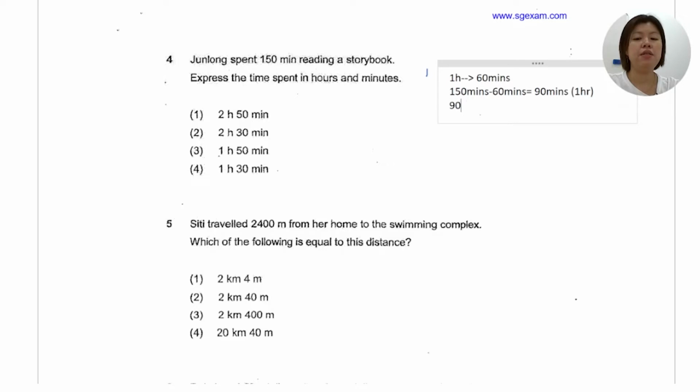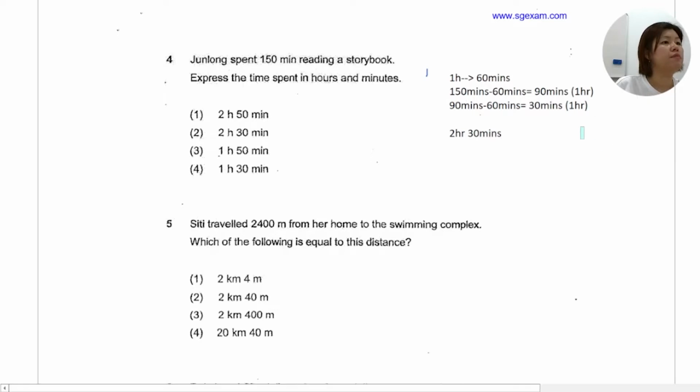So 90 minutes, I can minus another 1 hour, which equals 30 minutes. And this one is 1 more hour. So actually the total is 2 hours, and my remaining is 30 minutes. This is my remaining. So the answer is number 2.